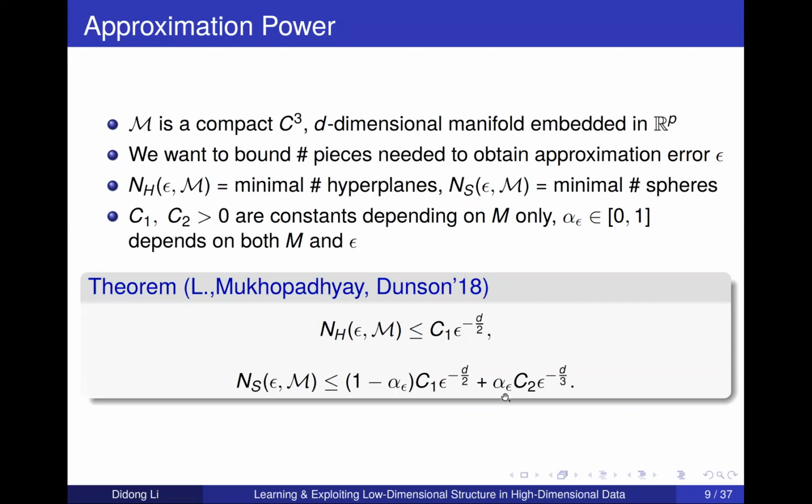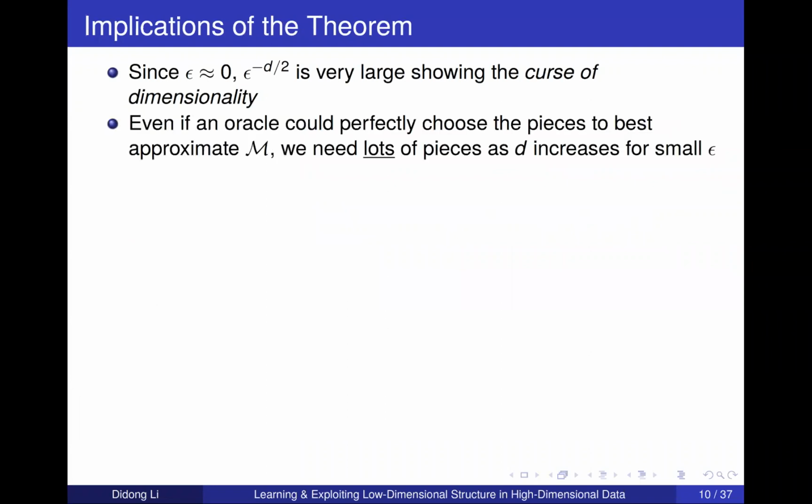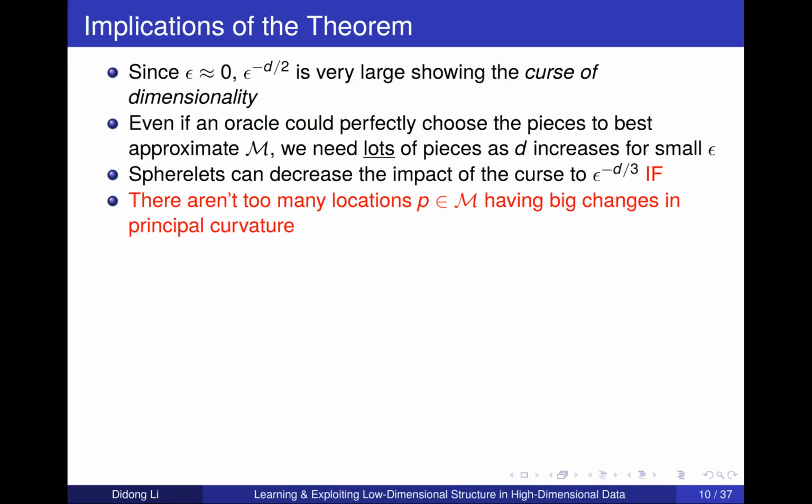And so this epsilon to the negative d over 2 shows the curse of dimensionality because epsilon is very small. Even if we know how to perfectly choose the pieces, we still need a lot of pieces as d increases for small epsilon. But spherelets can decrease the impact of the curse from negative d over 2 to negative d over 3 if the manifold is nice enough, or equivalently, this alpha epsilon is large enough.